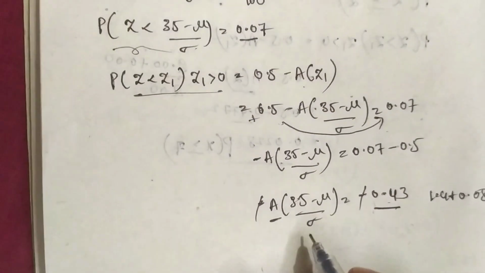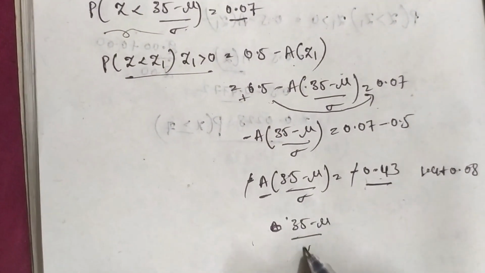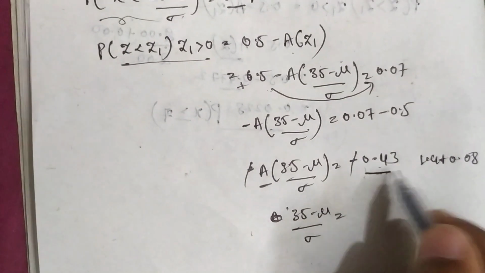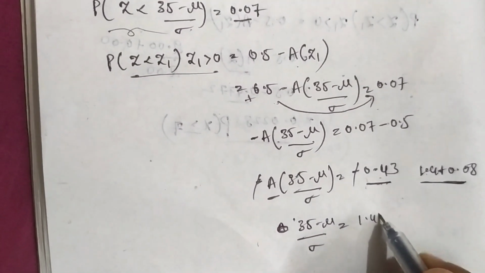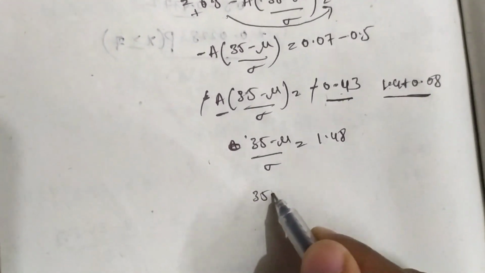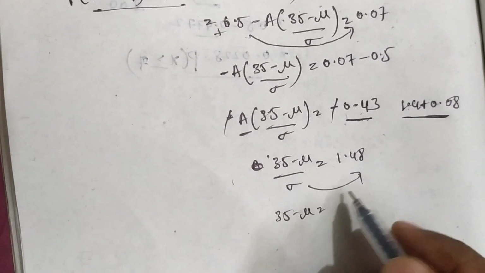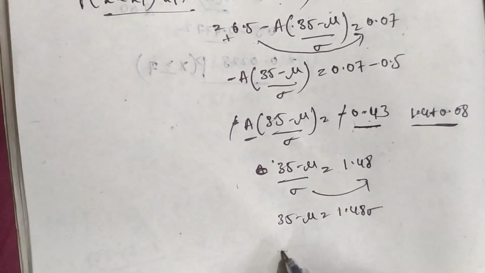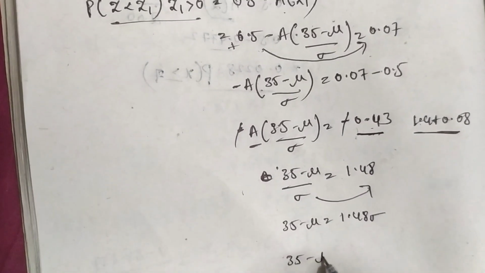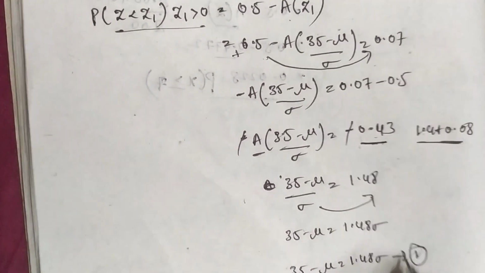We get A of (35 minus mu) by sigma equals, in this place we substitute this value, that is 1.48. Here 35 minus mu equals, by transferring this side we get 1.48 sigma, that is 35 minus mu equals 1.48 sigma. It is equation 1.